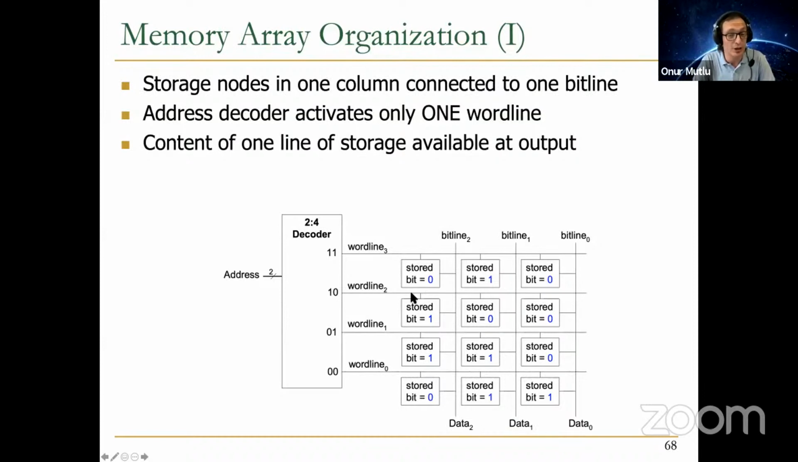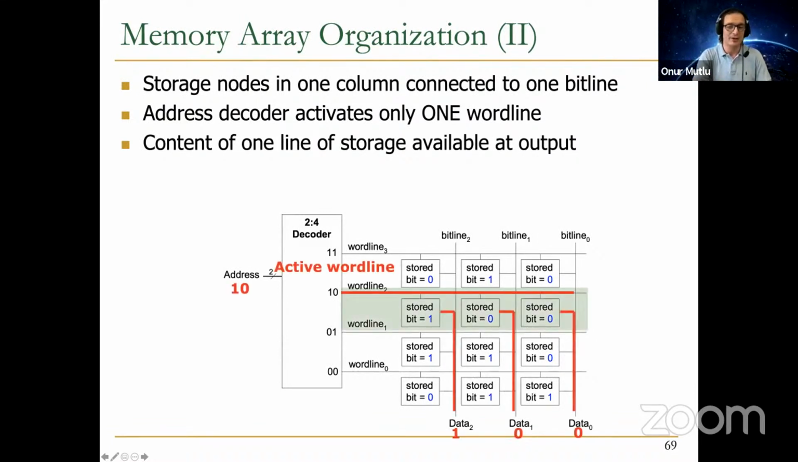And that happens concurrently. So if this word line gets activated, this stored bit is read through this bit line, this stored bit is also read through this bit line, and this stored bit is also read through its bit line. So you can read 3 bits concurrently in this particular case. And we've seen it also, right, earlier with the example that I've showed you. And in the end, the content of one line of storage, or one row of storage, is available at the output. Okay, so hopefully this is clear.